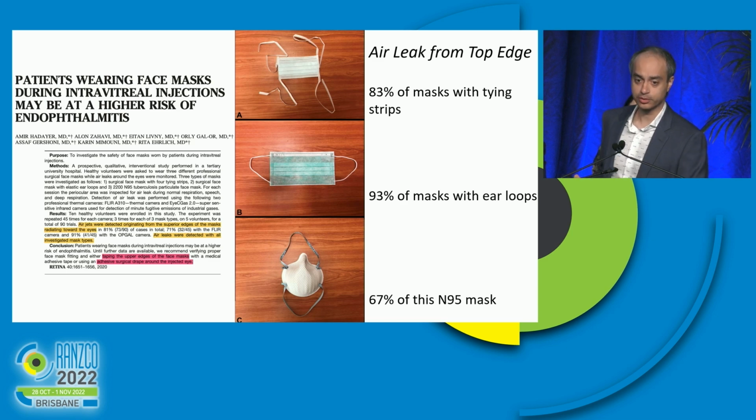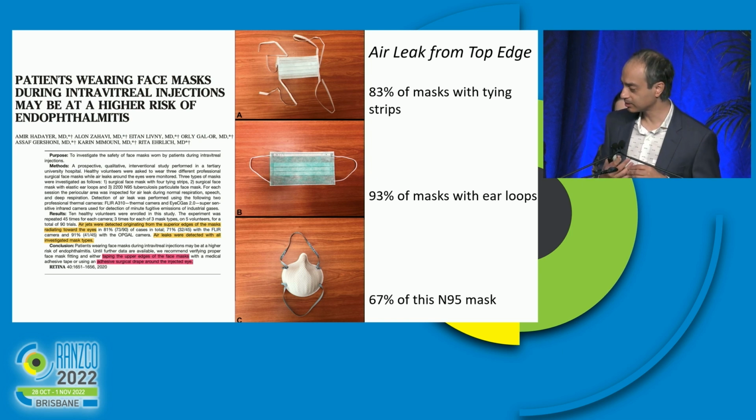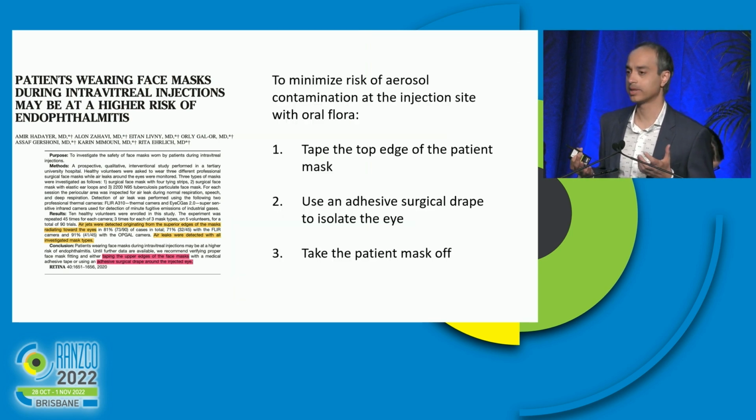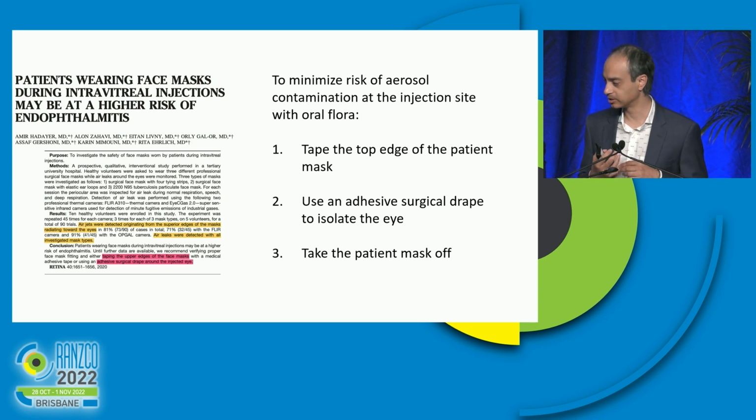Experimental studies have shown that there is leakage of air from the top of patient face masks, and in this study, the ear loop masks fared the worst. So what can we do about this? We can really do 3 things to stop the patient's exhaust fumes going up to their eyes, and we know that those exhaust fumes might be carrying bacteria.